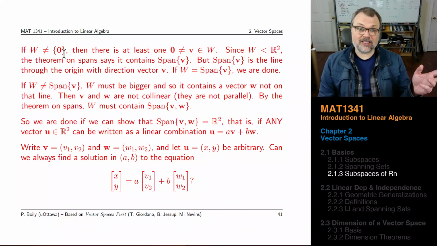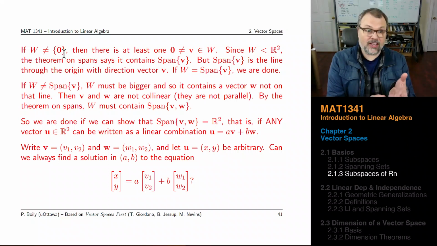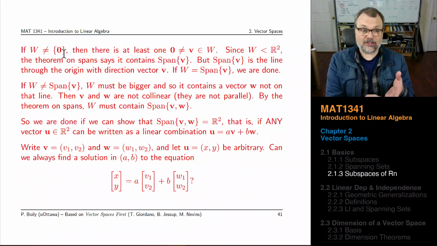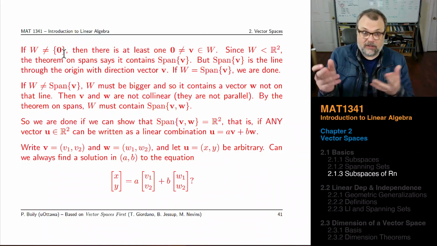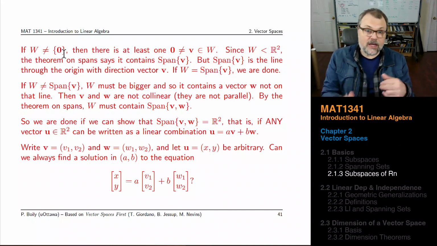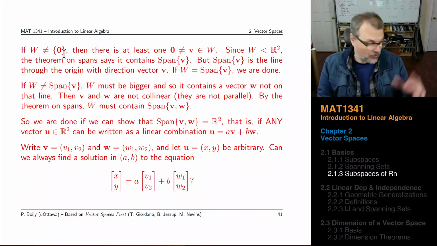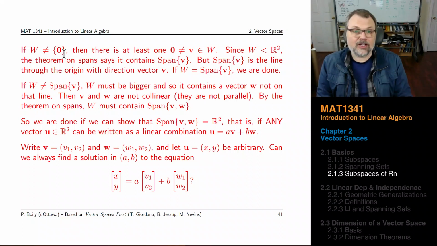So it's got to contain something, let's call it W, which is not zero and which is not on the line spanned by the direction vector V. Otherwise, well, W would be the span of V. So V and W are not collinear. I'm calling it collinear now. You might remember this expression from high school. What we mean is that they are not parallel to one another.